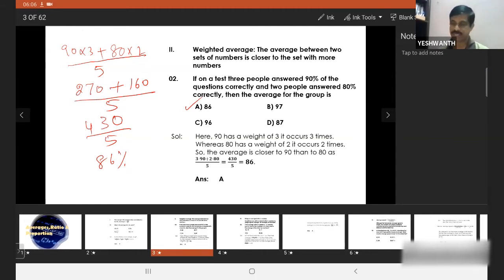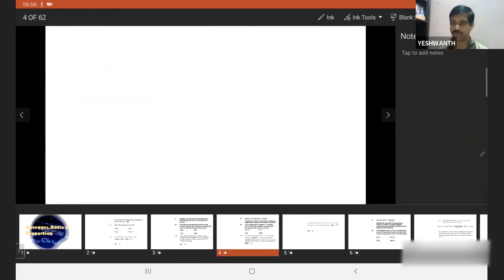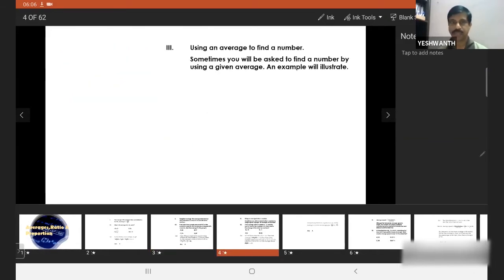Okay, so let's move on to the next thing, children. Look at this. Using an average to find a number: sometimes you'll be asked to find a number by using a given average. It is called missing terms. He'll ask you to find out some missing terms.